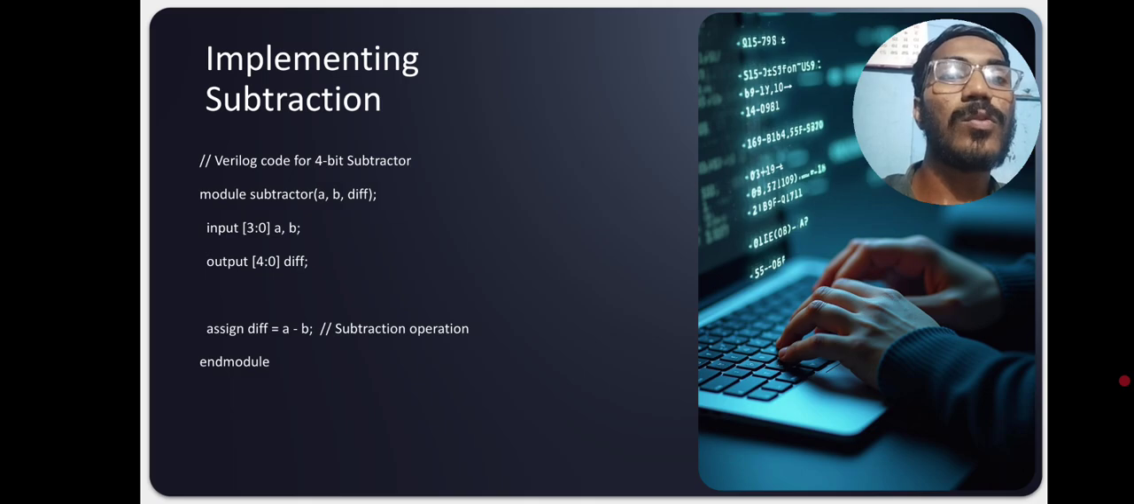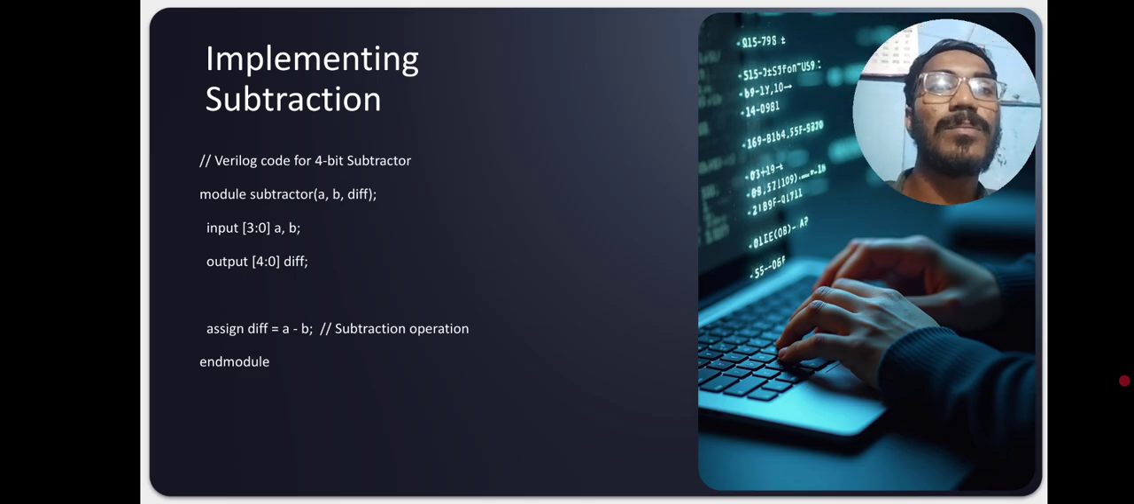Difference is the output value. The inputs a comma b are 0 to 3, and the output is 0 to 4. Assign diff is equal to a minus b. This is the subtraction operation, and at last you have the end module. Same as in the addition, 3 plus 4 is equal to 7. Here also 3 minus 4, the output will be 1, and it does not show the minus symbol or anything. It only shows 3 minus 4 is equal to 1.